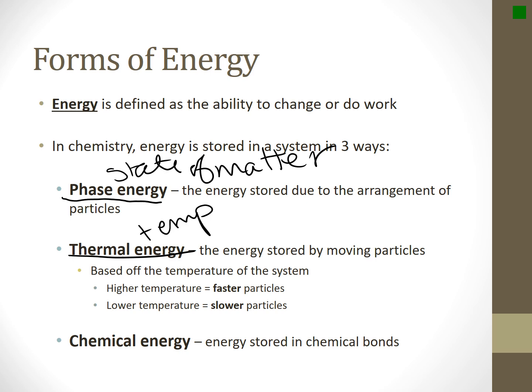The last way is chemical energy. With chemical energy, we rearrange how atoms are bonded to one another. So you break or make bonds. Let's say A is bonded to B, and then we add C, and now A is bonded to C. This is a change of A's chemical energy.